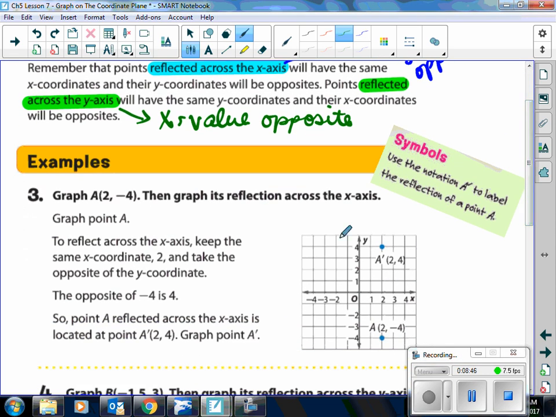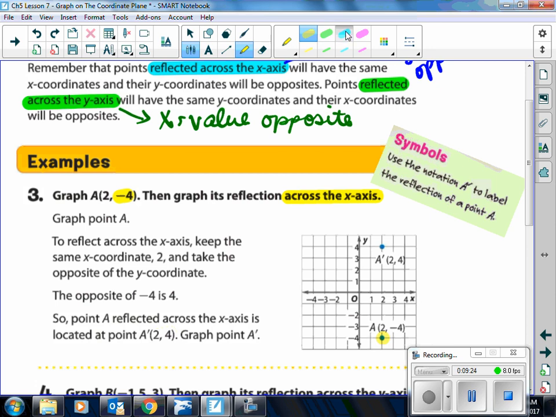Okay, so here, if I'm looking at this graph right here, it says we're going to graph 2, comma, negative 4, then graph its reflection across the x-axis. So here, A is at 2, comma, negative 4 right there. Now, if I'm reflecting across the x-axis, that means that the y value is going to change to the opposite. So the new point is going to be at 2, comma, positive 4. Is everybody clear with that?